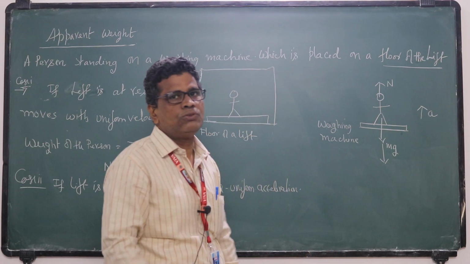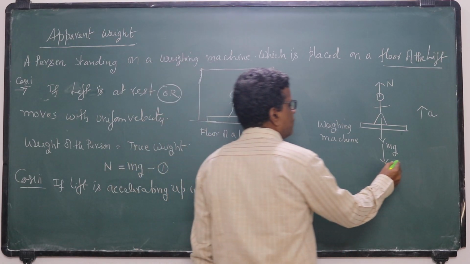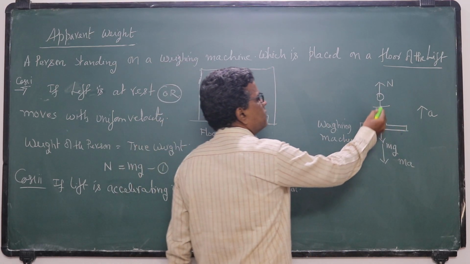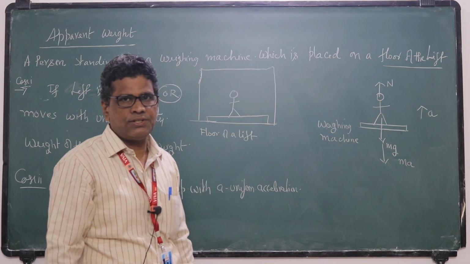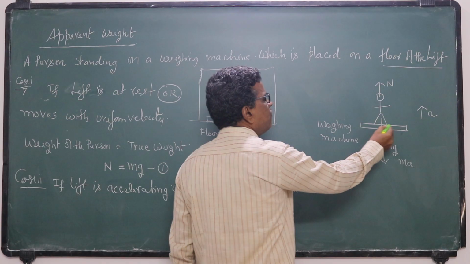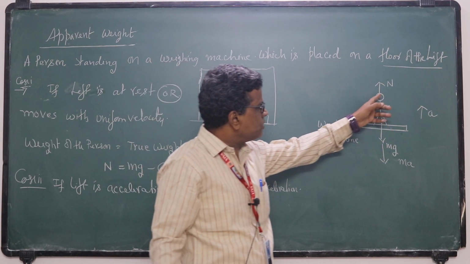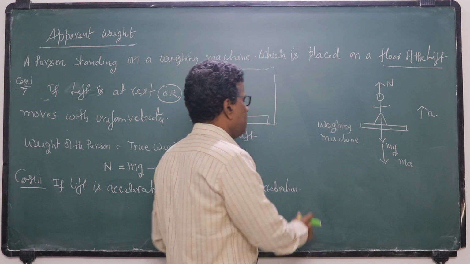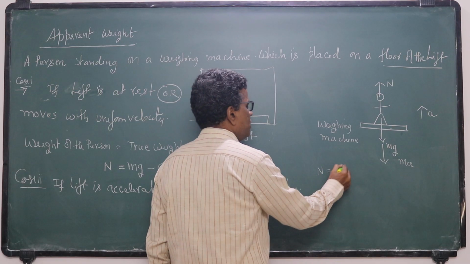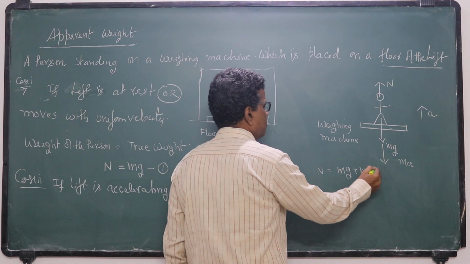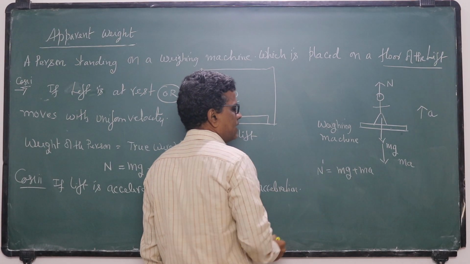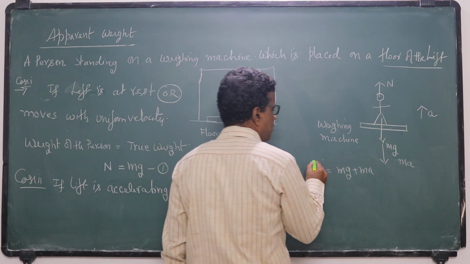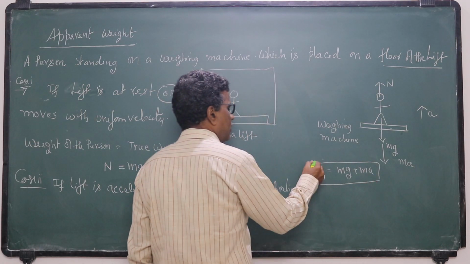What is the magnitude of the pseudo force? The magnitude of the pseudo force is ma. Now, with respect to the lift, the person is at rest, isn't it? So the net force acting on the person is 0. So, N balances mg plus ma. So, N now becomes mg plus ma. Now, this N is called N dash. I will write it as N1.